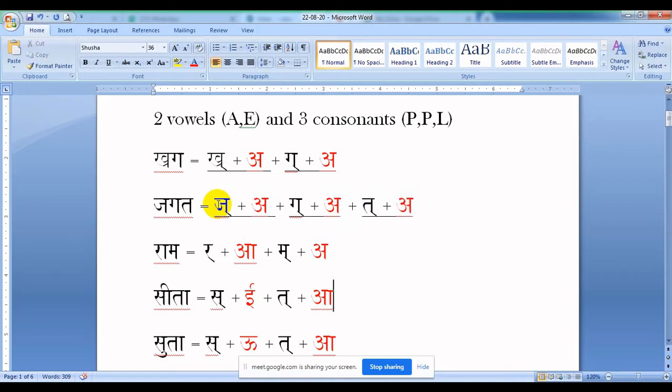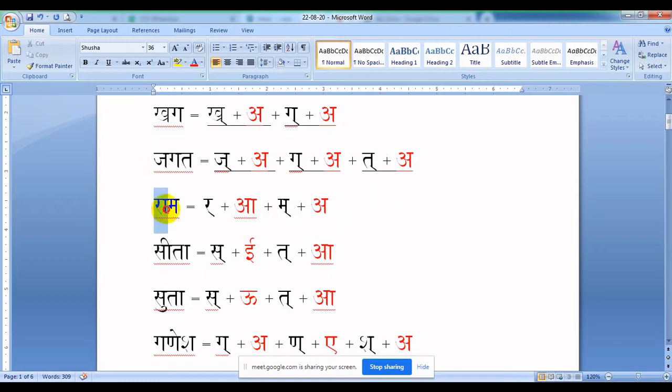After this you can check a two letter word where I used a in the initial letter. Ra, ma. So it's like ra plus a, right? Ra consonant and a vowel become ra, and ma plus a becomes ma. So ra, ma. Next you can check sita. Sa plus e, long e, students. So it would be pronounced as see, right? It's not that you have to take that much time, but in general pronunciation you will pronounce it like Sita, right? Not Sita, it's wrong. Sita. Then this one is ta plus a, ta.